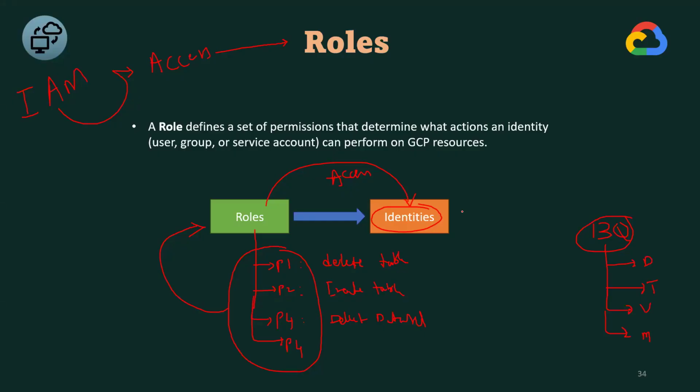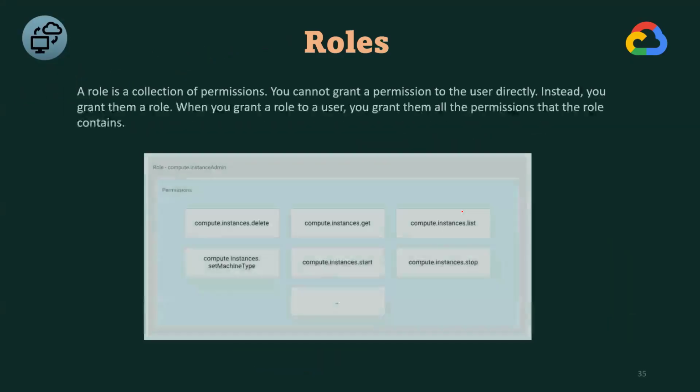Such permissions, roles, as well as identities are all managed by IAM only. Let me go to one more important step. In IAM, A stands for access. Access is done by a role. A role is a set of permissions, I told you.